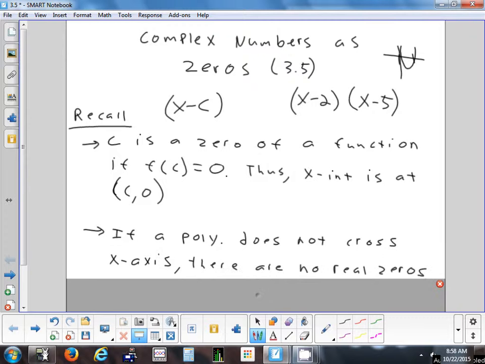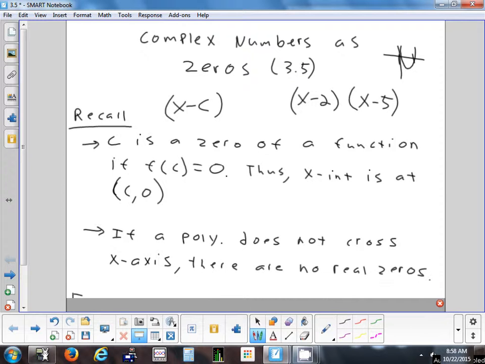If a polynomial doesn't cross the x-axis, then that means we don't have any real answers to the problem. Okay, real answers include everything you can write as a fraction and everything you can't. Things you can't write as a fraction: pi, square roots of numbers that are not nice, like square root of 3, square root of 7.